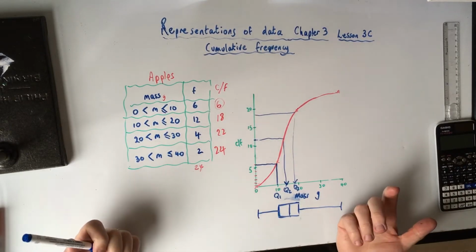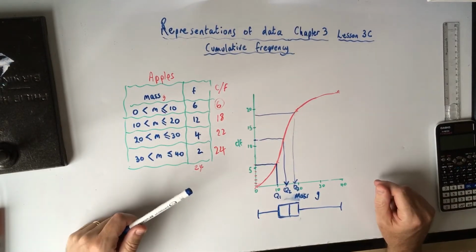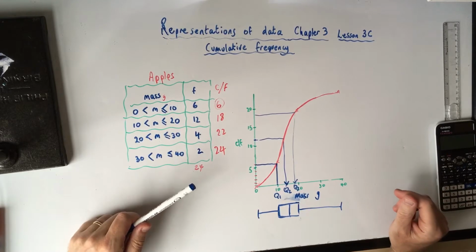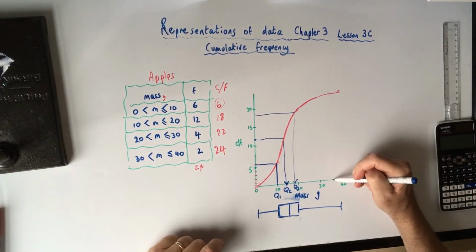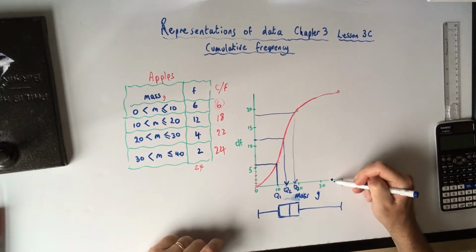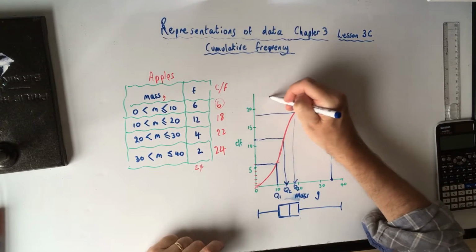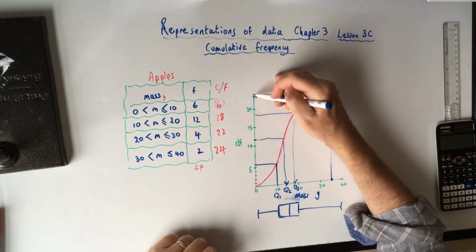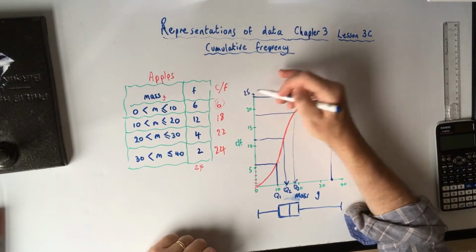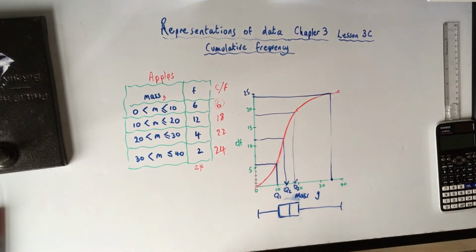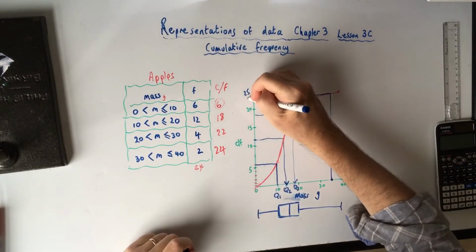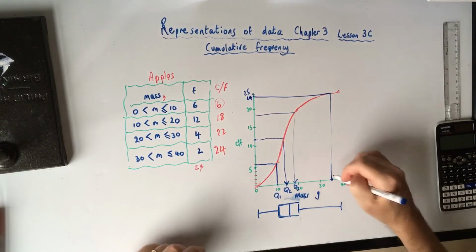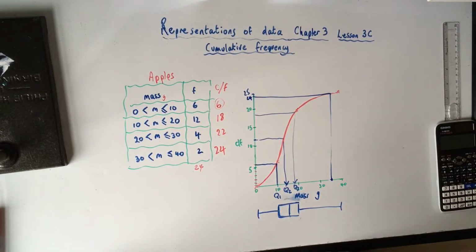They may sometimes say, estimate how many apples are over 35 grams. So you go, 35 grams is here, and you go up and you go across. There's 25 there, and you go, oh, only one apple, because it comes across at the 24th apple, and there's only one apple bigger than 24, and so on.